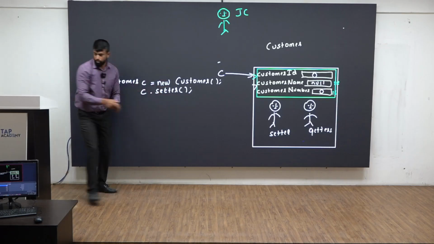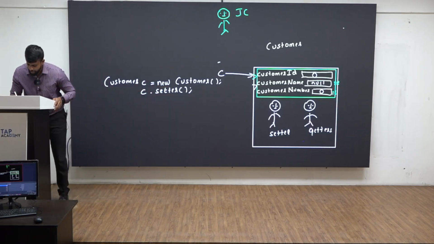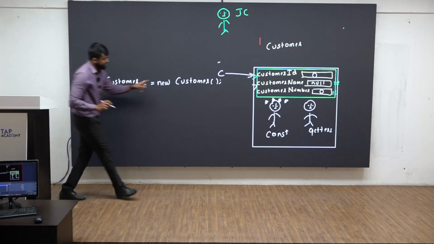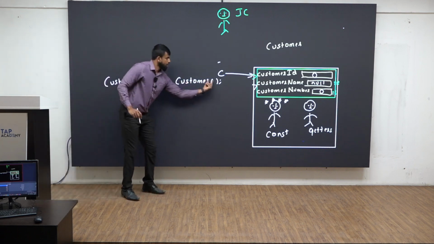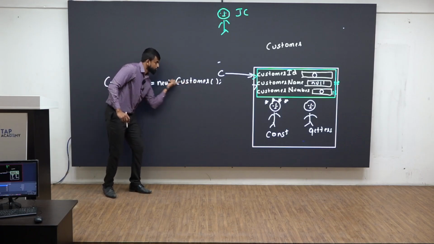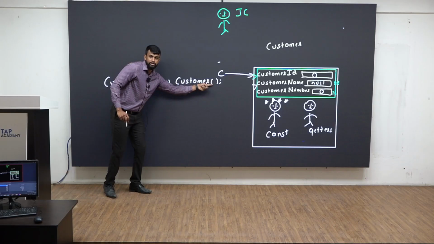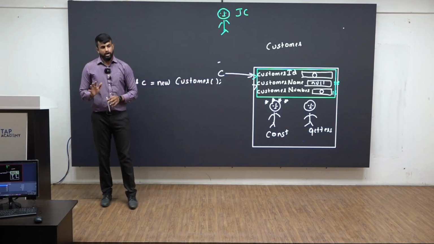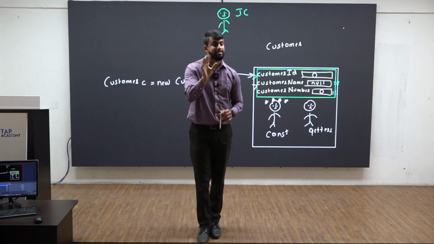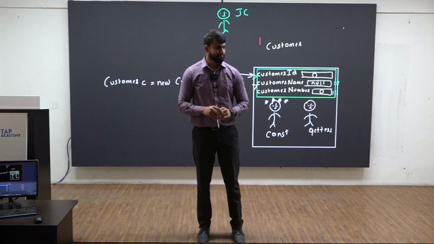But I don't want to call a normal setter. Instead, I want to call one specialized setter. Specialized setter means you should call it as what? Constructor. When you're calling the constructor, how will you call it? This is where you will call that constructor. What is this? This is object creation. Object creation means during object creation, you will call the constructor.